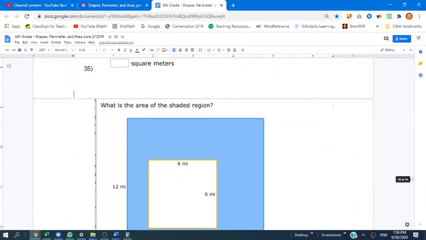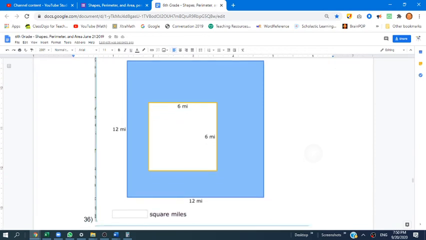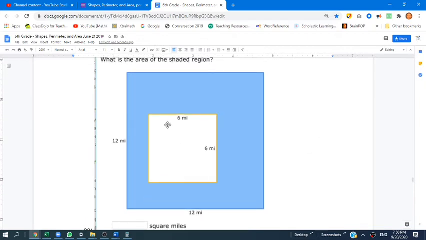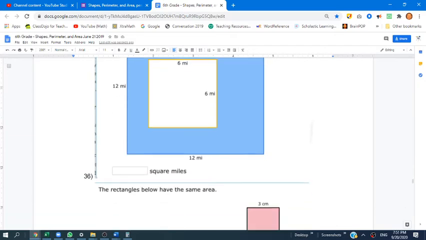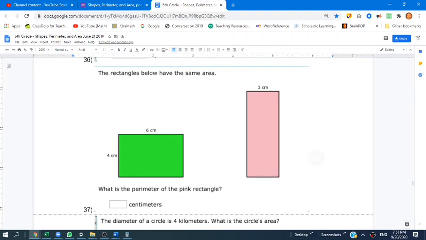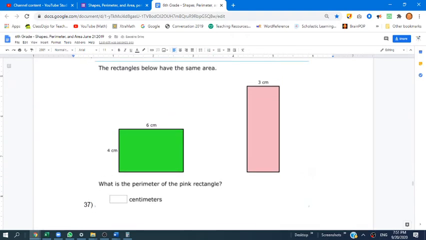Number 36. What is the area of the shaded region? All right, so you have two different shapes, right? One in the middle and one on the outside. What is the area of this blue shaded region? Number 37. The rectangles below have the same area. What is the perimeter of the pink rectangle?